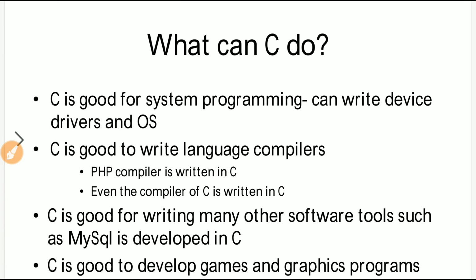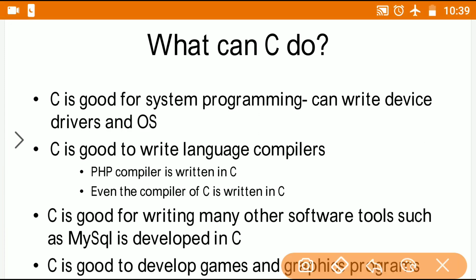And what can C do? C is good for system programming. It can write device drivers and operating systems. C is good to write language compilers. The compilers of many languages are written in C. For example, the compilers of PHP, Python, and Perl are all written in C. And more interestingly, even the compiler of C is written in C.